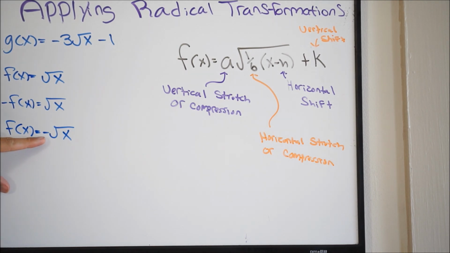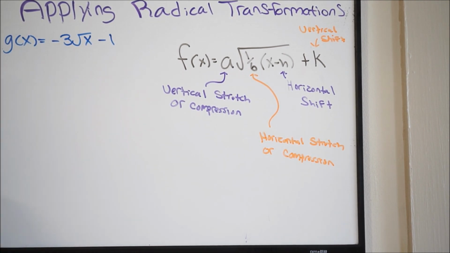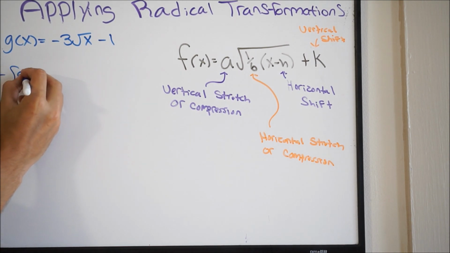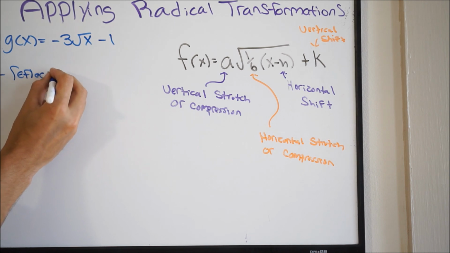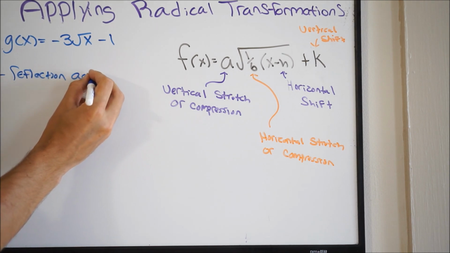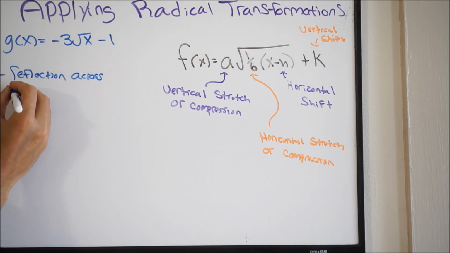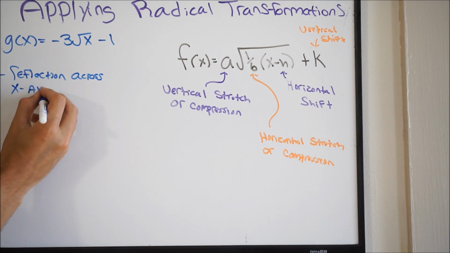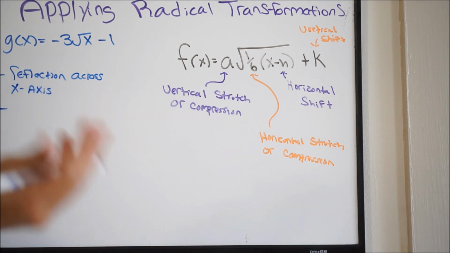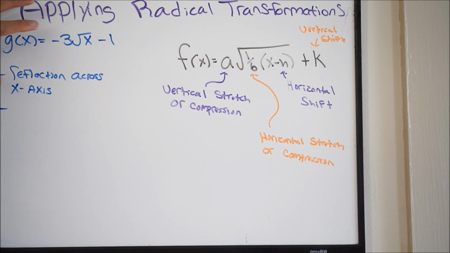So when you see a negative out in the front like this, that's telling you that, oh, this is going to be a reflection across the x-axis, right? So that's one of the transformations that took place. So knowing that, let's go ahead and list that down. So one transformation here is going to be reflection across x-axis, right?